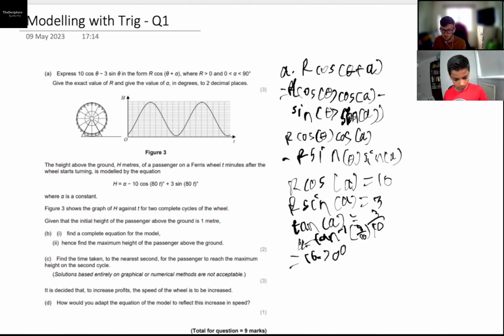So without substituting it in, how could we find r without substituting alpha? Because you can find r before you find alpha.